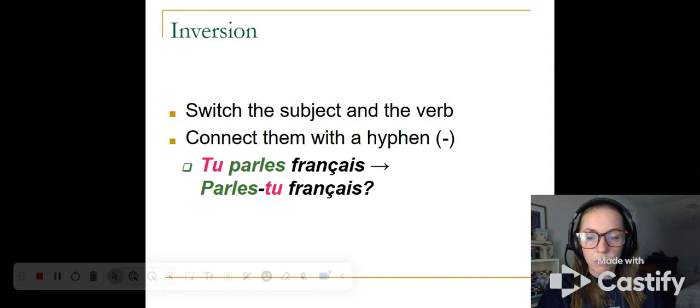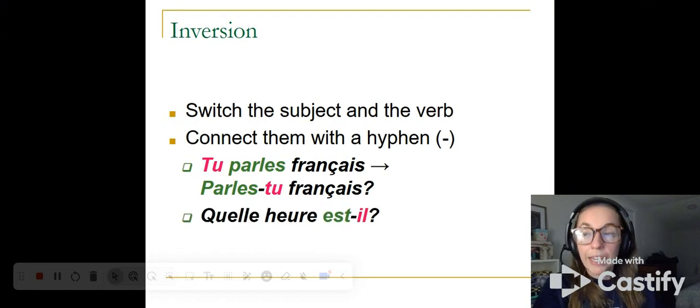All right, so tu parles français. We're going to take the tu, the subject, switch spots with parles, the verb, and now we have parles-tu français? So instead of est-ce que tu parles français, we just say parles-tu français? And now it's a question. Do you speak French? Quel âge as-tu is an inverted question that you didn't know you knew. Quel âge as-tu? Comment t'appelles-tu? Comment es-tu? Tons of questions that we've actually learned are inverted.